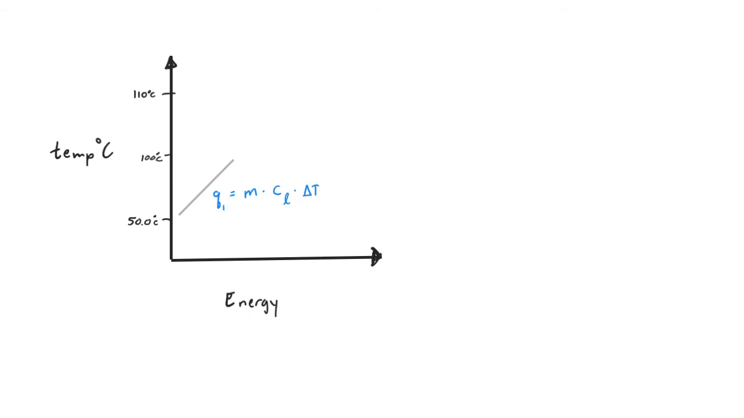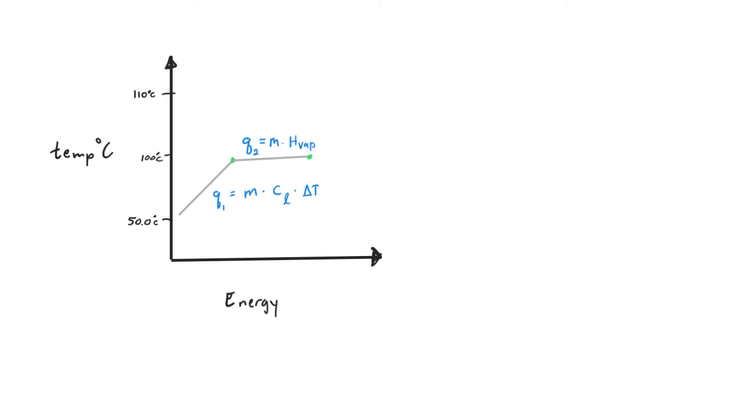The next step is we're going to transform the water, which is currently at its liquid state at the boiling point, into the vapor phase at that same temperature. As this is our second energy, I'm calling it Q2, and it is equal to the mass of the water times its heat of vaporization.